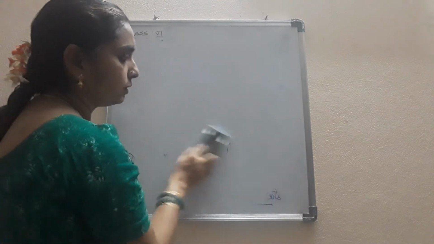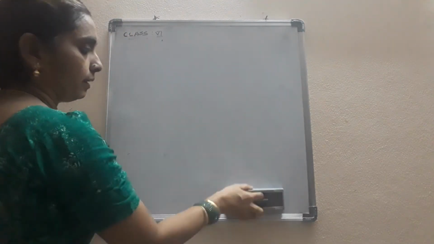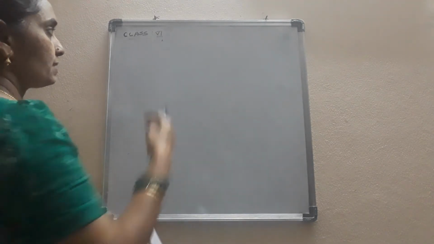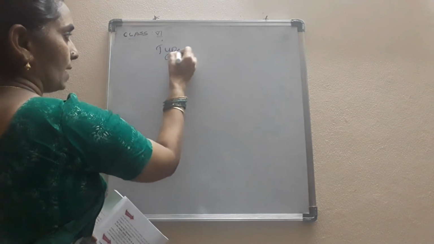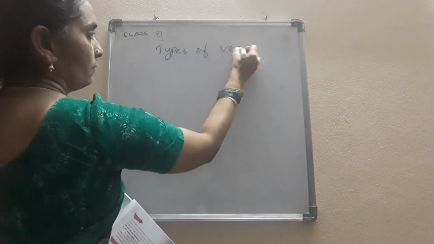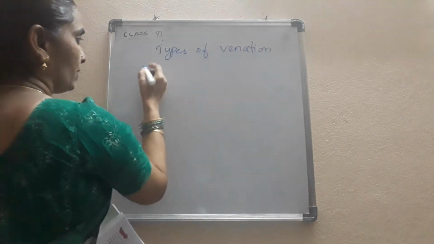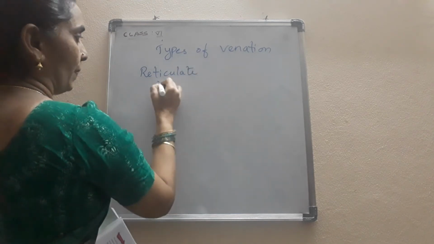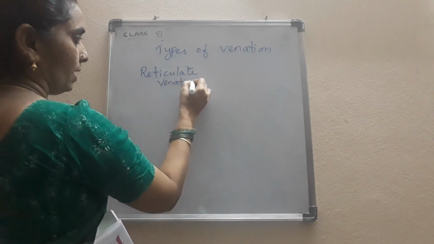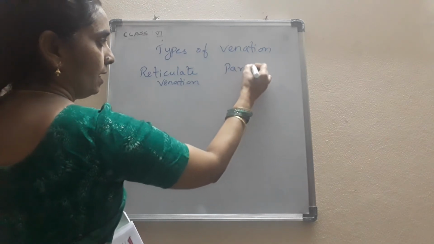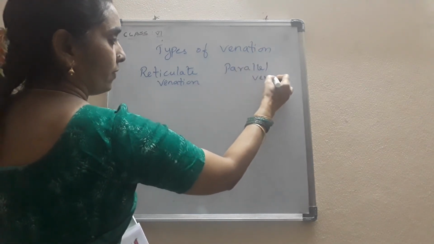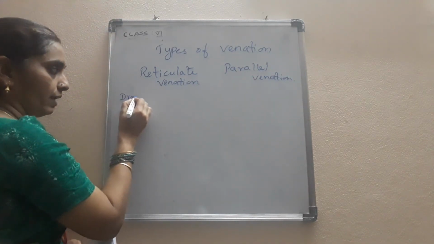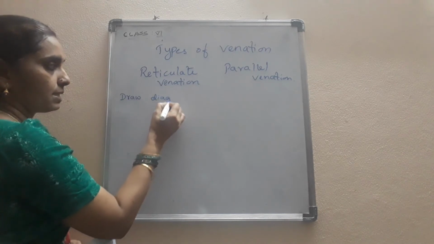How you have to write down the notes: while writing the notes for this, you write types of venation as heading. What are the different types of venation? The different types of venation are reticulate venation and parallel venation. You have to draw the diagrams of reticulate venation and parallel venation. Draw diagrams. That is the exercise for today.